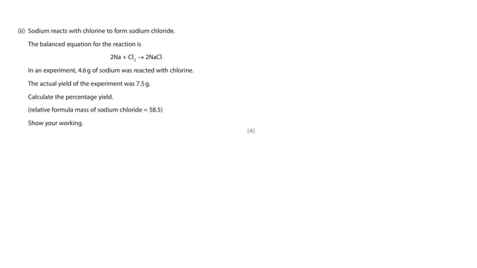Oh, this is a meaty question, this one. For all you mathematicians, you're going to need your calculator. Sodium reacts with chlorine to form sodium chloride. The balanced equation for the reaction is given. In an experiment, we used 4.6 grams of sodium reacted with chlorine. Now, the actual yield, how much we got, was 7.5 grams of sodium chloride.